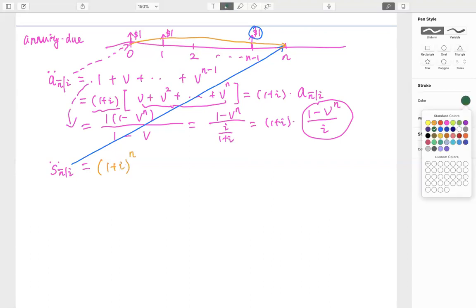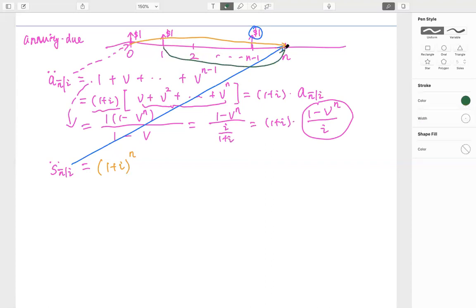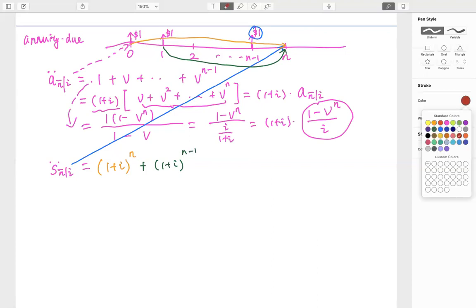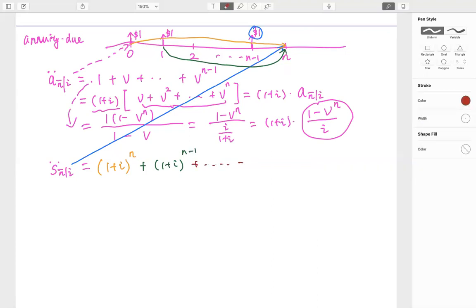The second one, I will have 1 plus i to the n minus 1. I keep writing wrong things. Finally goes the last payment, which is here, right? So obviously you have 1 year to accumulate.